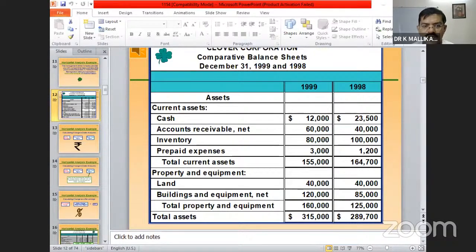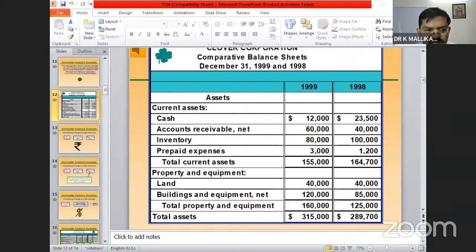Right. So here one company is there. The company is providing two years of financial data, one is 1999 and the second one is 1998. We need to calculate these comparative statements. So we will compare the current year, 1999, with the previous year, 1998. So this is our balance sheet.